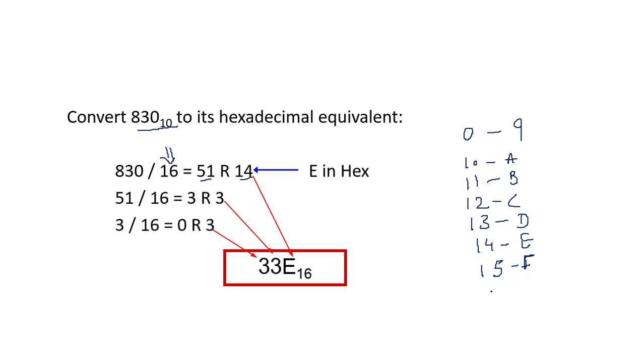See, for example, when I say 15, I am saying it in decimal. F is in hexadecimal. If I talk about binary, suppose I want to write 15 into binary. How can you write 15 into binary? See, if I take 4 digits, 1, 2, 3, 4, right? This is 2 raised to 0, 2 raised to 1, 2 raised to 2, and 2 raised to 3. So 2 raised to 3 is 8 plus 4 plus 2 plus 1.